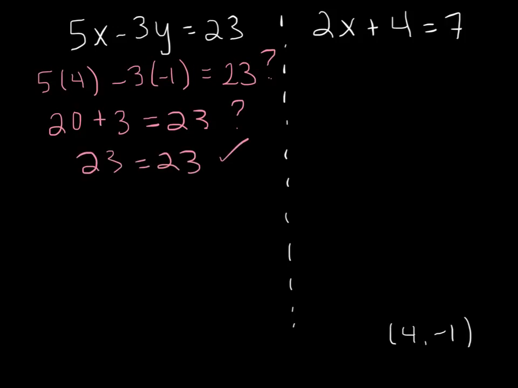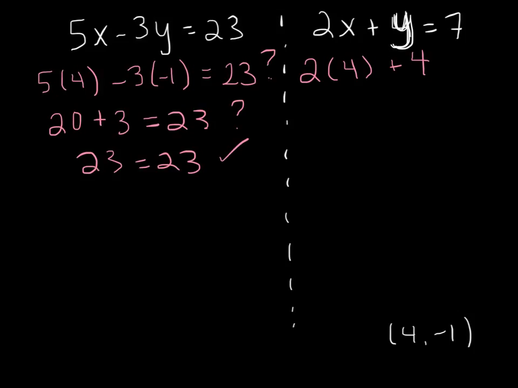Boom, that's true. So now we know that this point is definitely on this line. It is a solution of this. Okay, now we have to just check if it is also on this line and a solution of this. So let's plug it on in. We have 2 times 4 plus 4. Oh, whoa, something's wrong. Okay, this is really supposed to be a y.